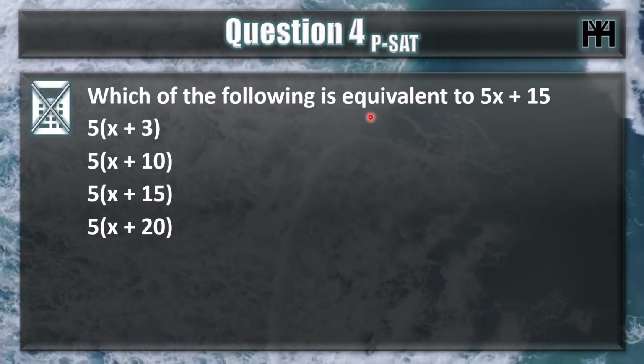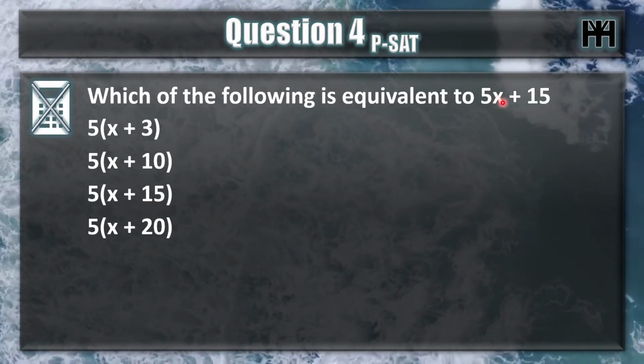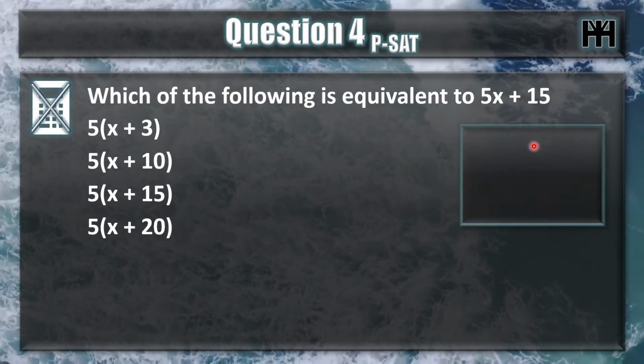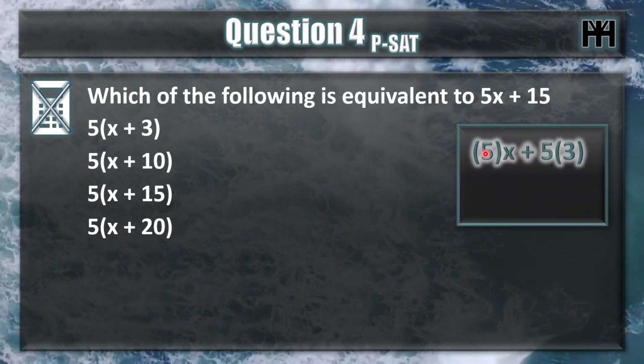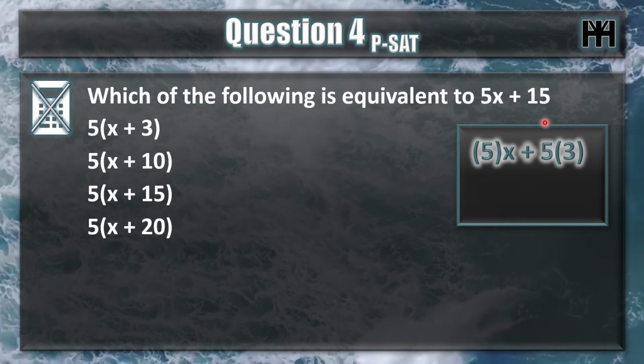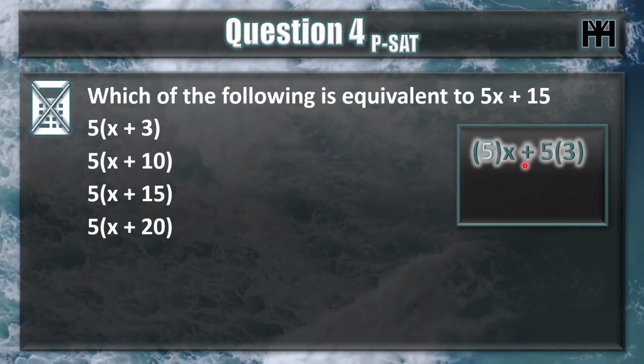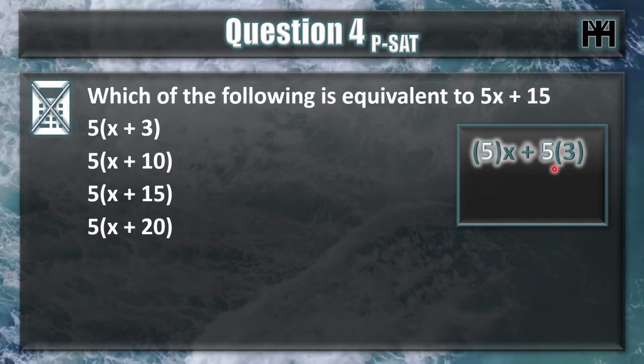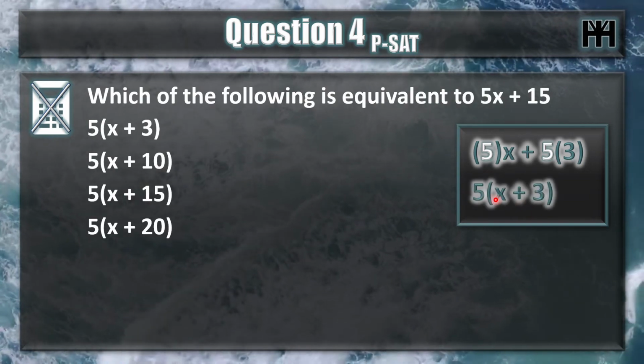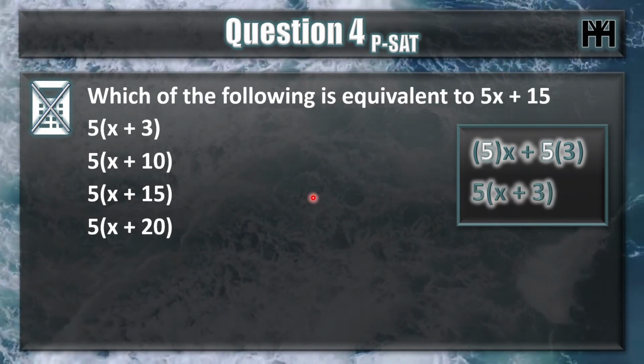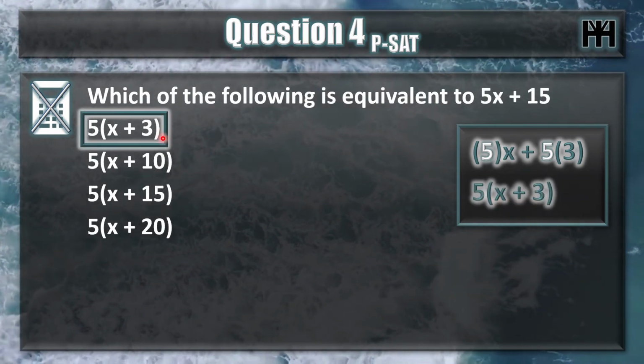Question 4. Which of the following is equivalent to 5x plus 15? Let's write it here. We have 5x plus 15, which is equivalent to 5 multiplied by 3. So we can take 5 as a common factor here. So we'll have 5 times x plus 3. So this is the correct answer.